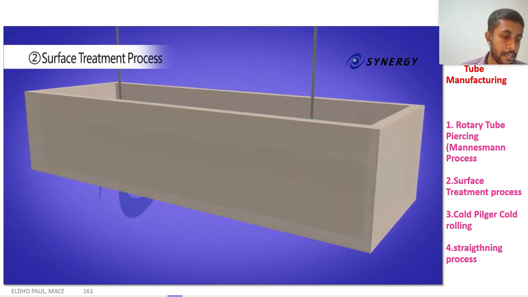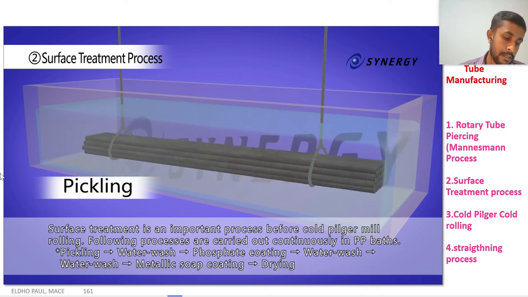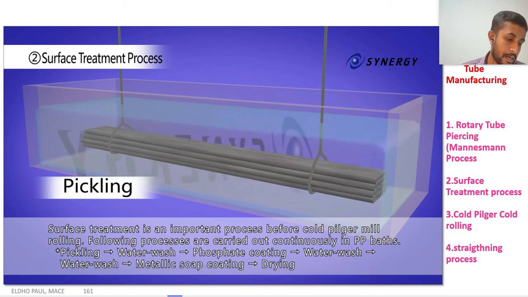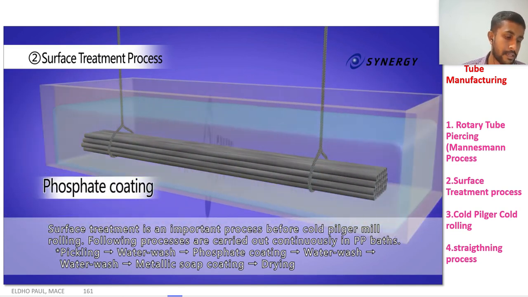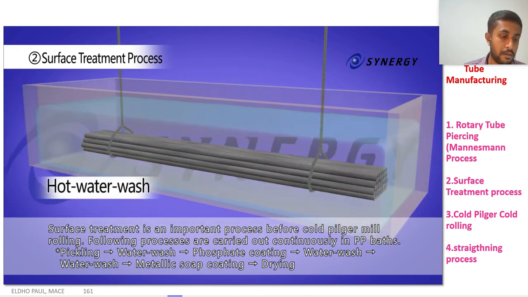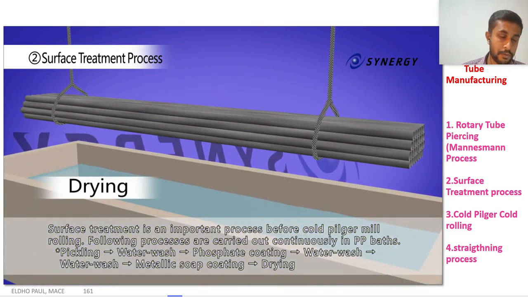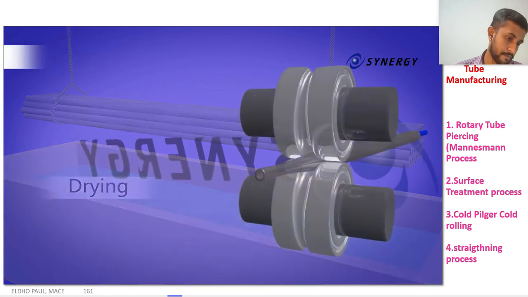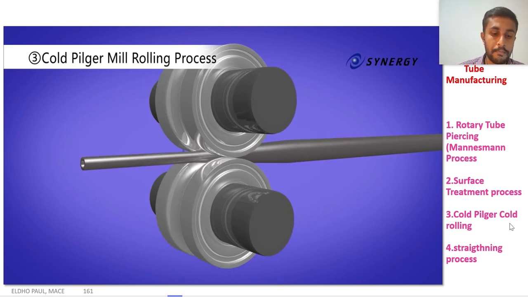Then after that, we do different surface treatments, including pickling in a solution, then water wash, then phosphate coating, again water wash, then metallic soap coating, and dry. So these are the different surface treatments on the pipes in order to improve the surface quality of the output product. Then after this, we do the plunger mill.